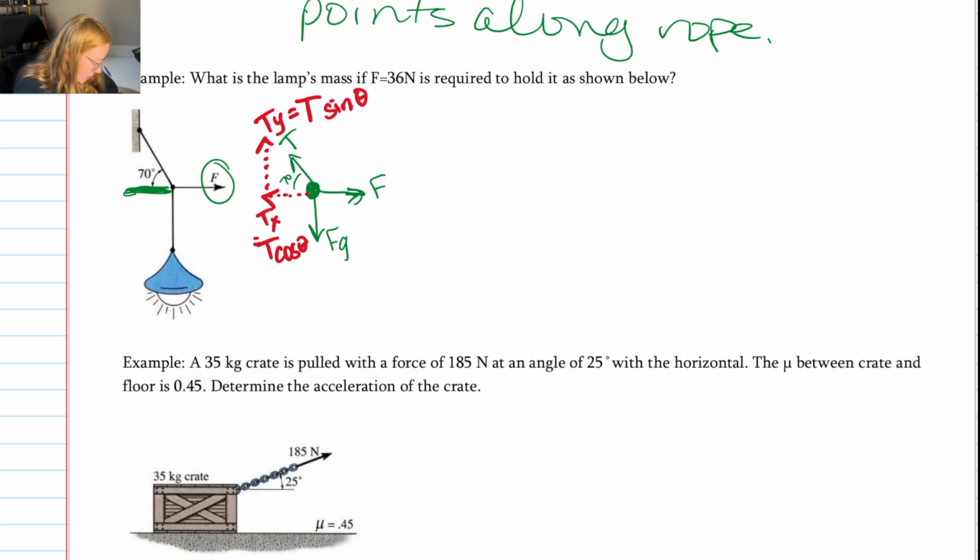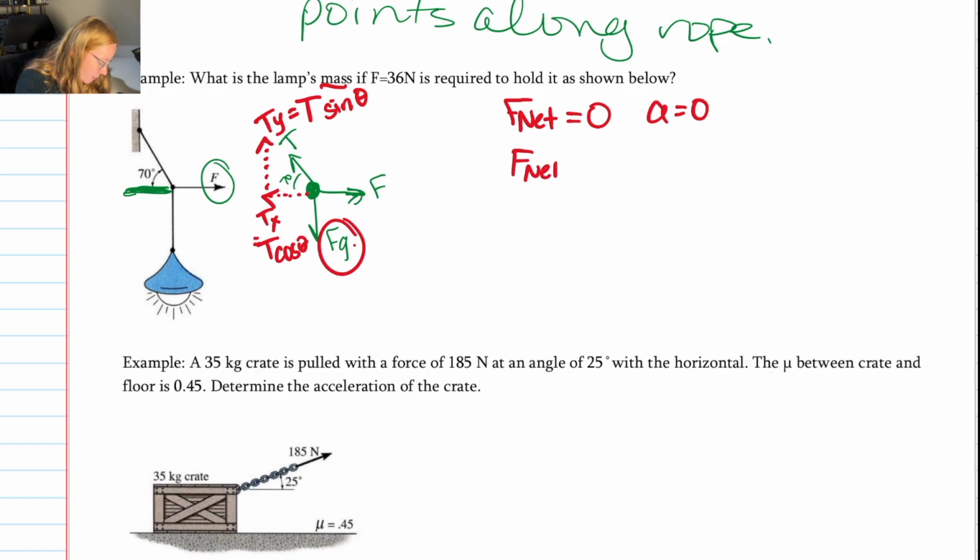And it says, what is the lamp's mass? So the lamp's mass is going to be tied to the force of gravity. So I'm really trying to figure that out. I'm going to assume that the lamp is at rest. So that means the net force is 0, the acceleration is 0. So we have to make that assumption, but that's a pretty easy assumption to make. So if I want gravity, I'm going to focus on my y equation. That way I get the mass. Mass is tied to gravity, so I'm going to focus on the y.